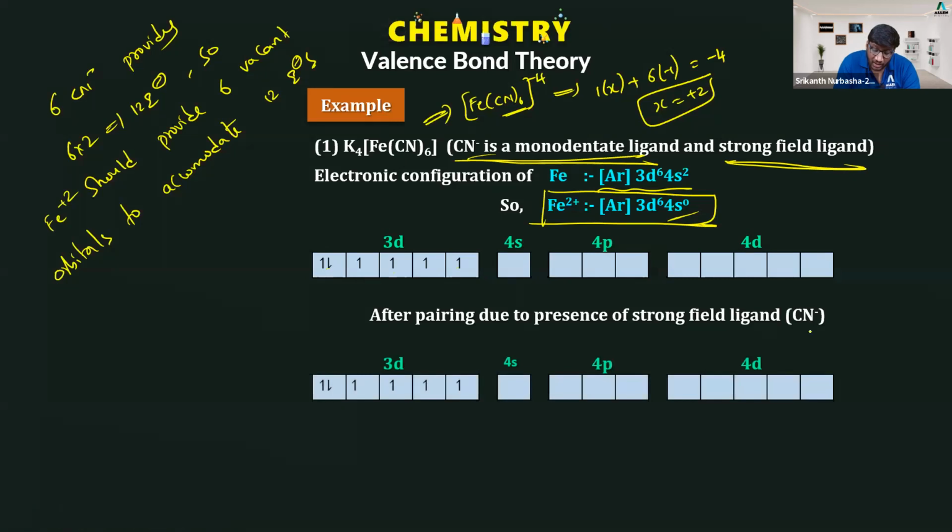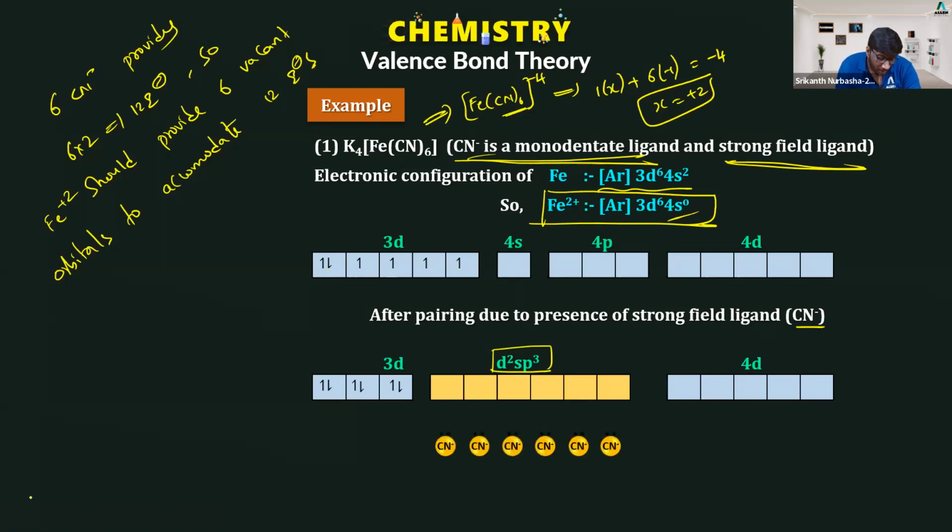But CN minus is a strong field ligand. So due to the presence of a strong field ligand, the pairing of electrons occurs. If the electrons pair up, we have 2 d orbitals in the 3d subshell that are empty. So what are the available orbitals now for hybridization? d2sp3. That means 2 d orbitals from the 3d subshell, 1 s orbital from the 4s subshell, and 3 p orbitals from the 4p subshell. So d2sp3 is the hybridization.